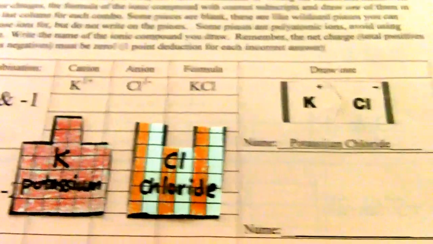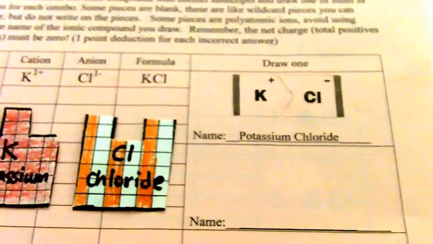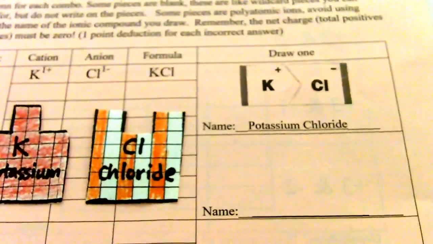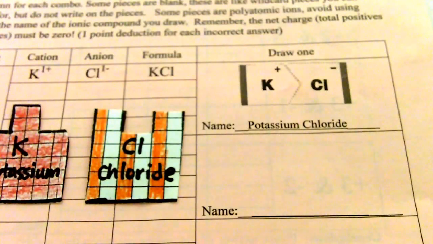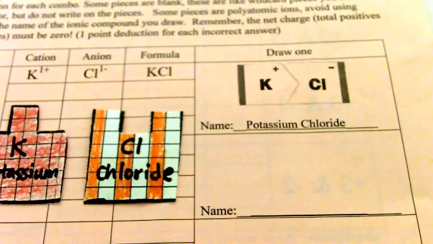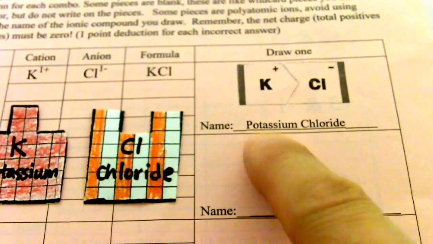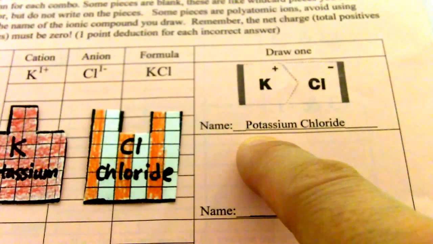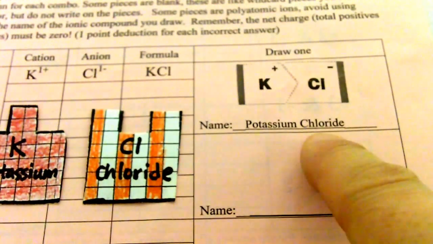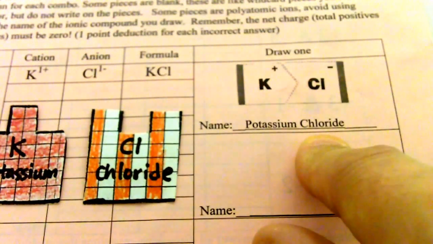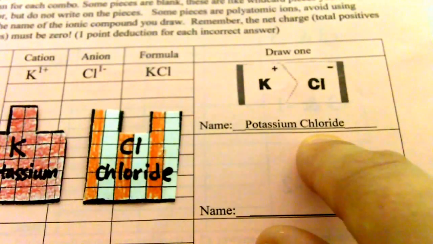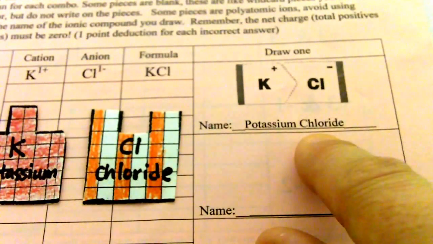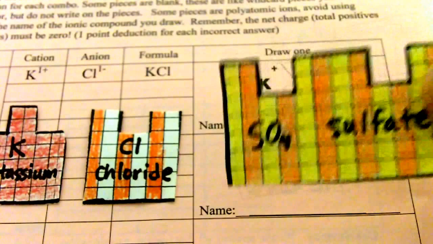Notice on the right side, we have in that last column the draw one. One of the 4 that you create, your choice, you're going to draw the shape of those pieces together, and then also name them. As we name them, we name the first element, the cation. It's just the name of the element, that's all. But the anion's name must get that IDE suffix, so chlorine becomes chloride. The only exception to that would be with that sulfate piece, and its name is sulfate.